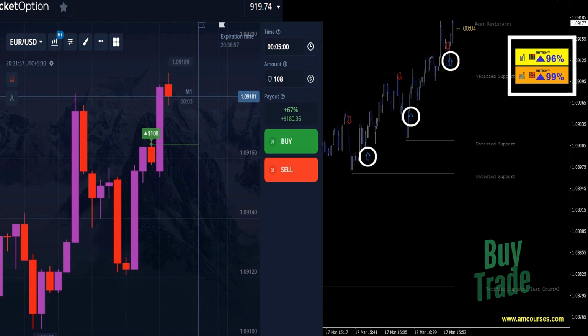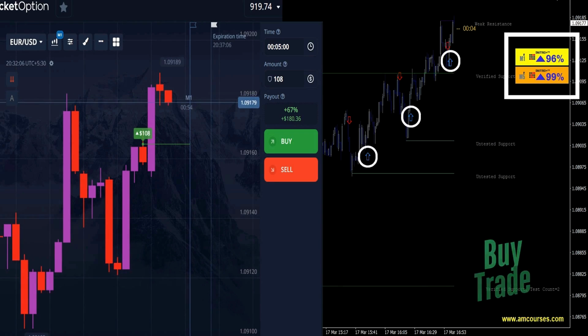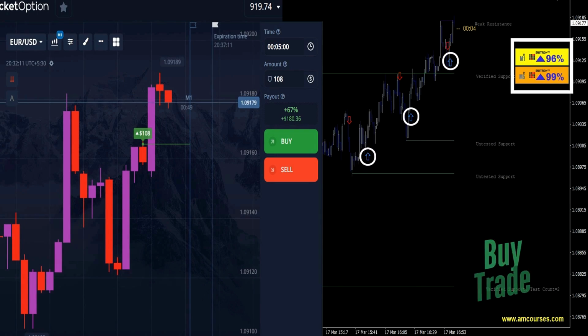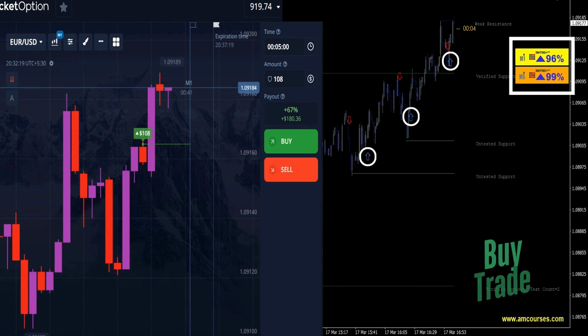For buy trades, the indicator must show buy signals on both 1-minute and 5-minute charts. Buyer power should be 85% or above. The price should be at a support level before entering a trade.